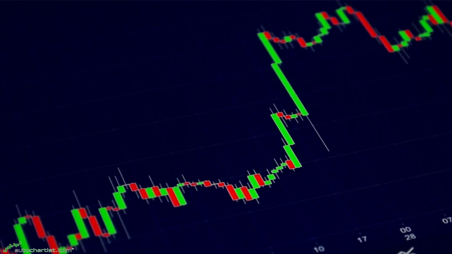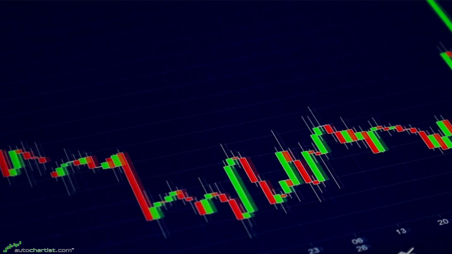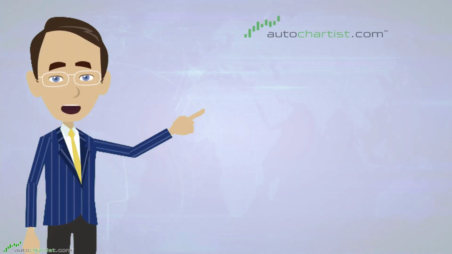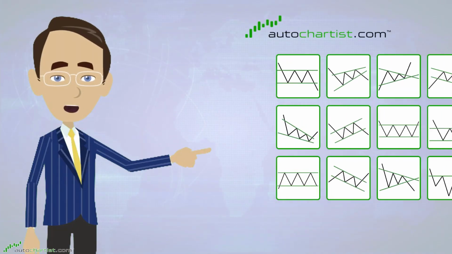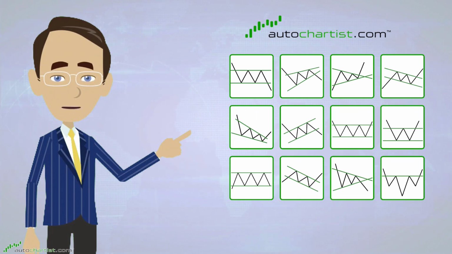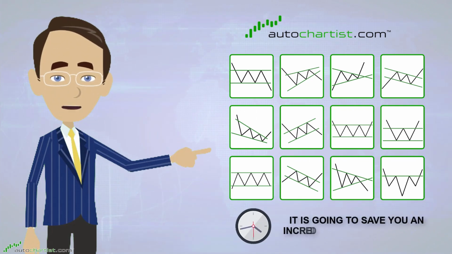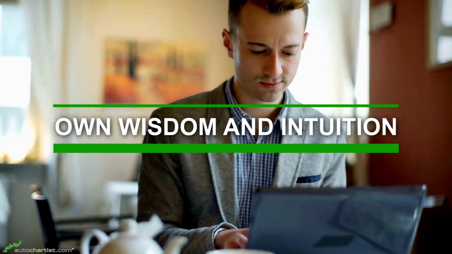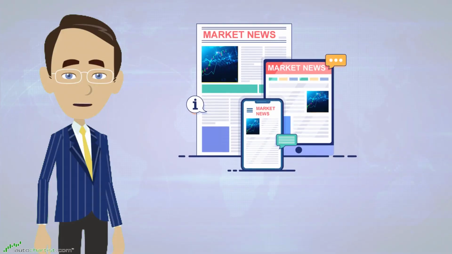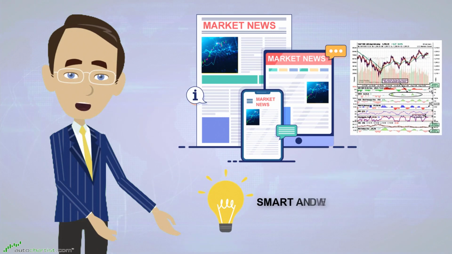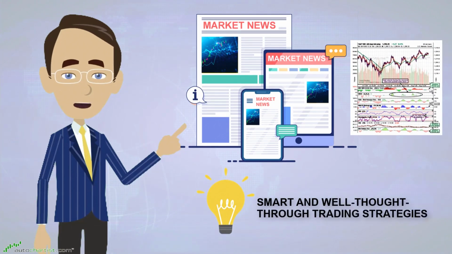There's a whole lot more to trading than simply following green up arrows or red down arrows. The aim of AutoChartist is not to be an easy trading system, but if you understand what the patterns mean, then it is going to save you an incredible amount of time and make you many times more productive in your trading efforts. Use these trade opportunities together with your own wisdom and intuition, and use other market opinions and analysis types to form smart and well thought through trading strategies.